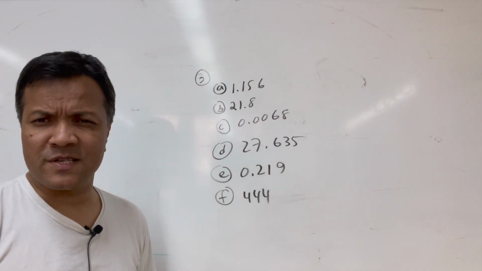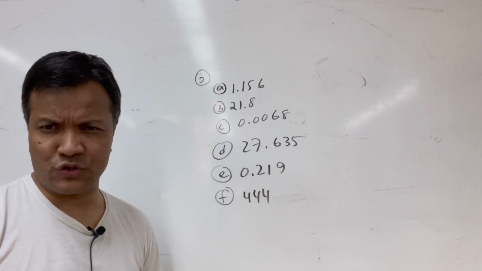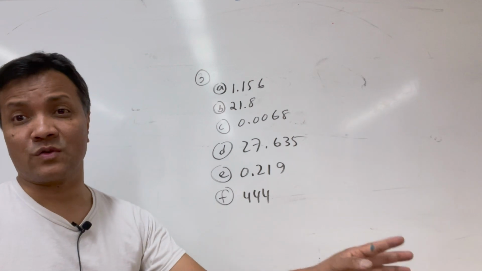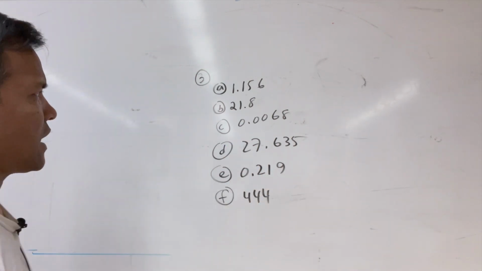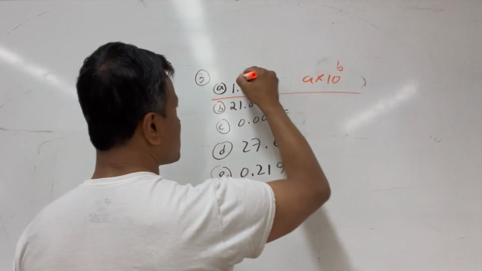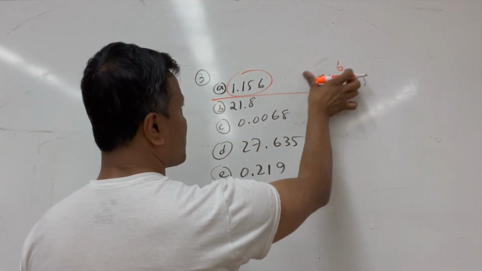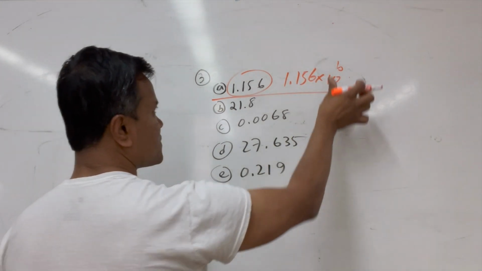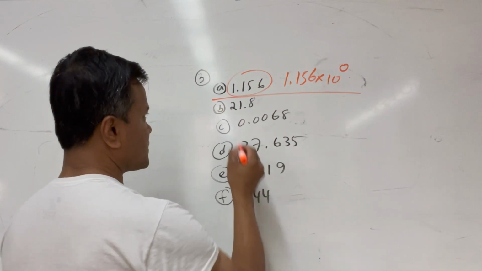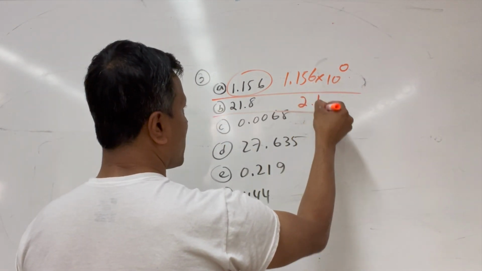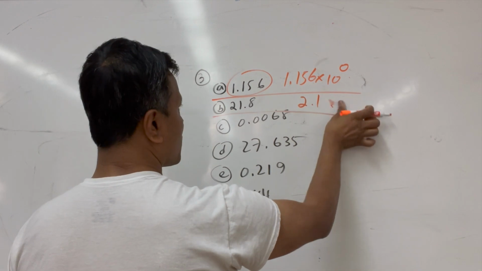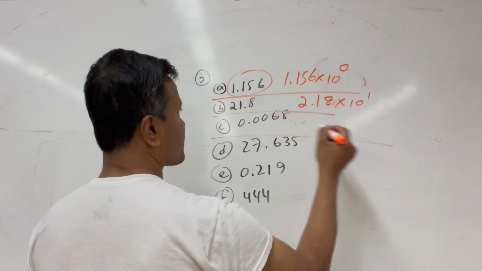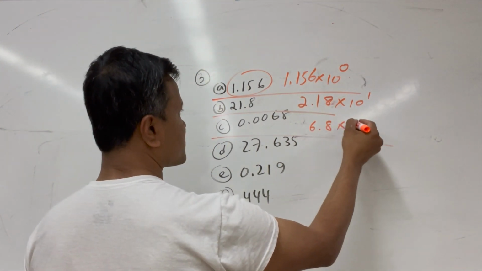We want to find out how many sig figs are in each of the quantities. To do that, we have to convert to power of 10, or scientific notation. Let's convert it to A times 10 raised to b. So the first A is 1.156 and b is 0. The second one is 2.18 times 10 raised to 1, and this one would be 6.8 times 10 raised to negative 3.